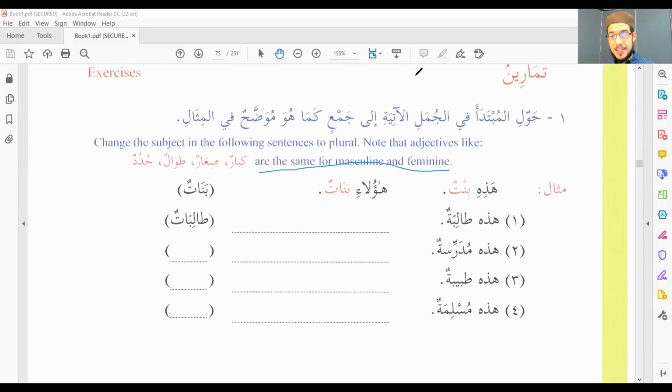In Arabic, yes, we change adjectives to reflect number. Huwa qasirun, hum qisarun. We have to change the adjective to suit the plurality or the plural nature of the subject. However, even though we distinguish between adjectives in gender, in the singular in Arabic, we do not do so in the plural.